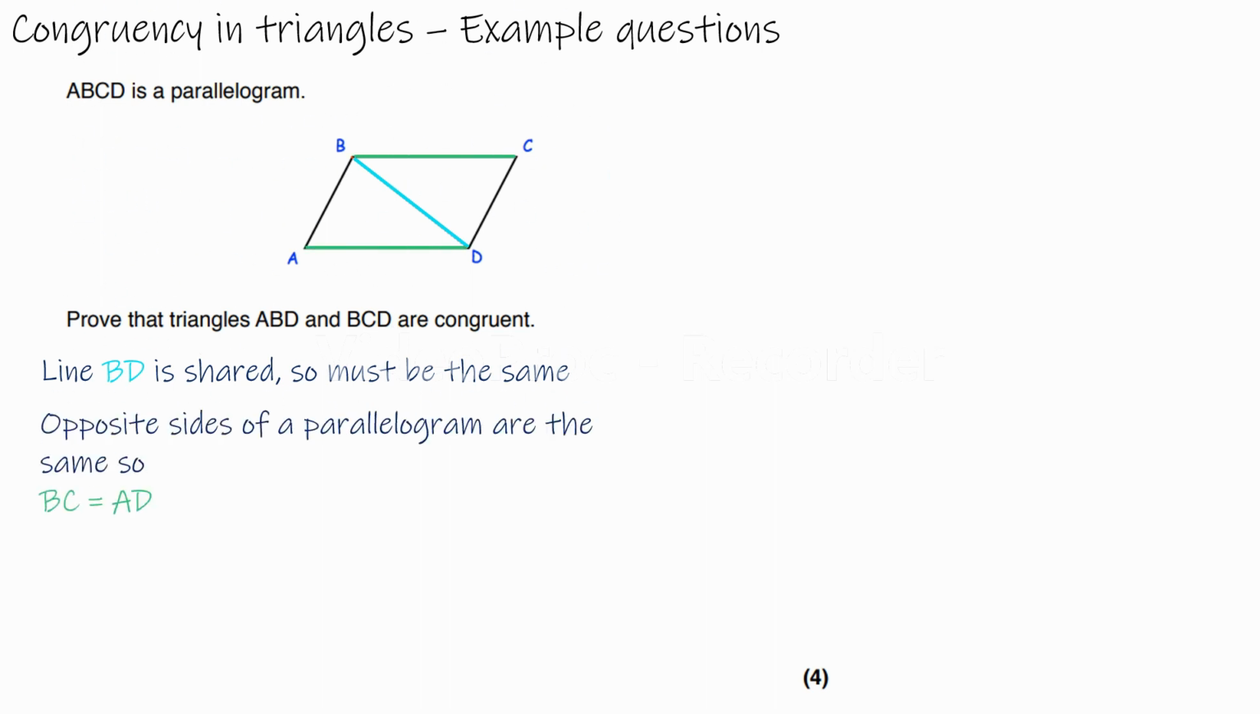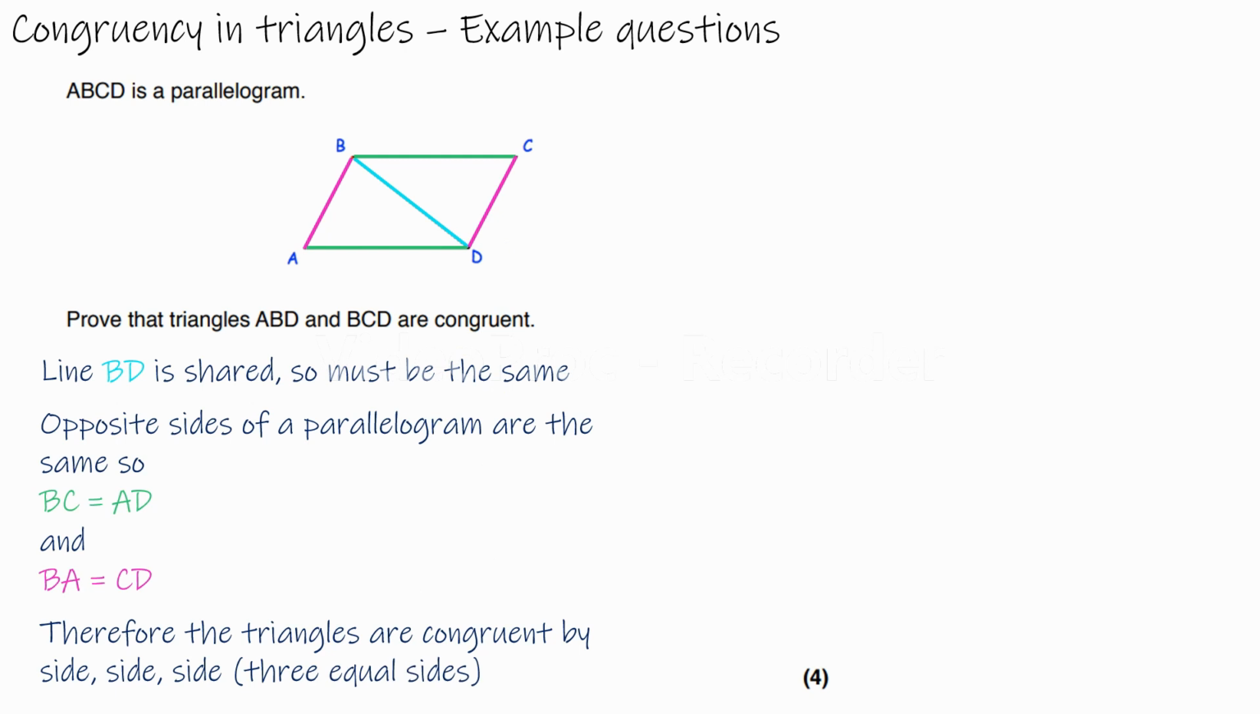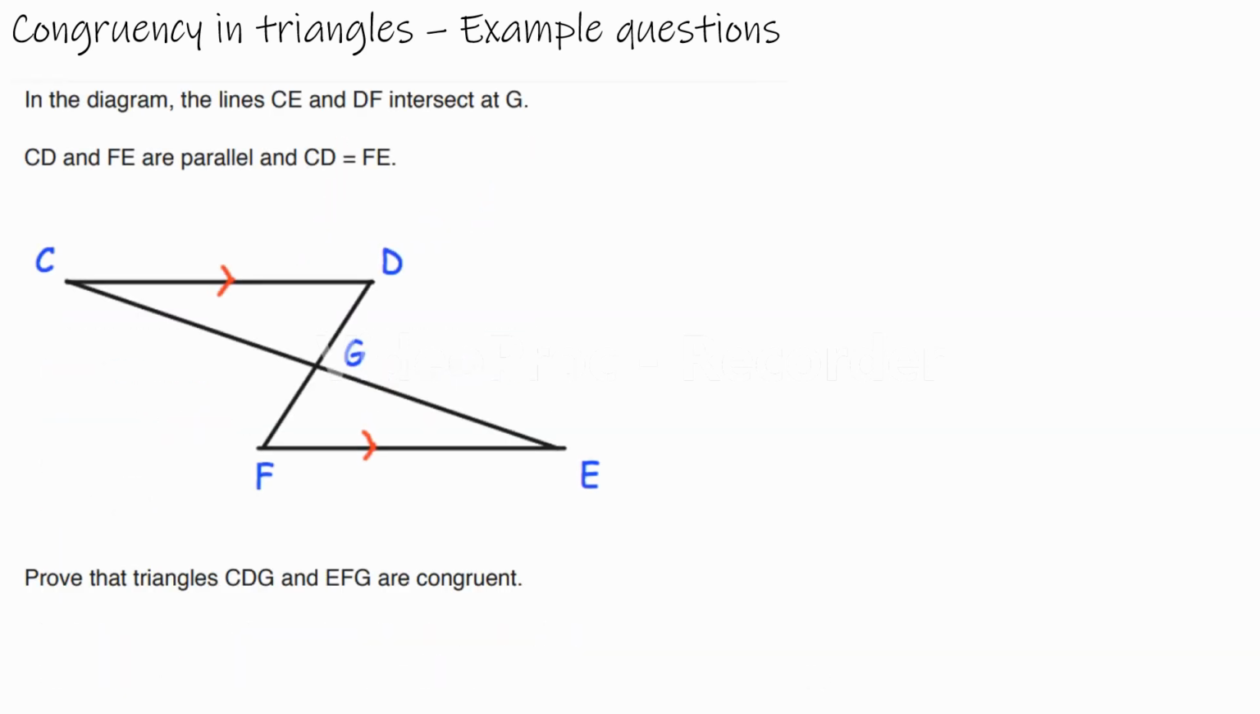Next up, we can say that opposite sides of a parallelogram are the same. Therefore, line BC is exactly equal to line AD. And finally, we can say that BA equals CD for the same reason. And from here, we can say the triangles are congruent by SSS, or side, side, side. Again, if you watch my video on proving congruency in triangles, it goes over the 4 ways of proving congruency. Here's an example of another question.